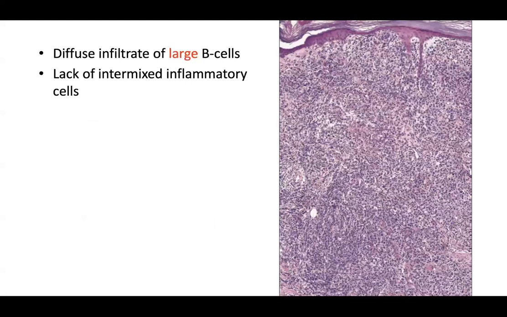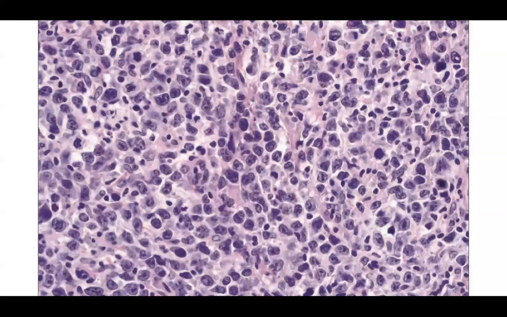So here you see a diffuse sheet-like growth of large B cells, intermixed with inflammatory cells from low power. You can tell that the lymphoid cells are quite large. On higher power, you can see enlarged nuclei with some condensed nucleoli, some irregularly shaped contours to the nuclei, and a diffuse sheet-like growth pattern. It's got a mixture of smaller cells and larger nuclei. So this is a very pleomorphic lymphoid population.